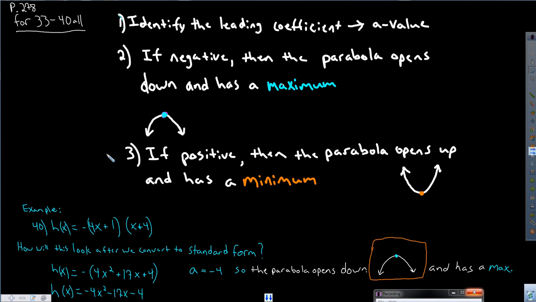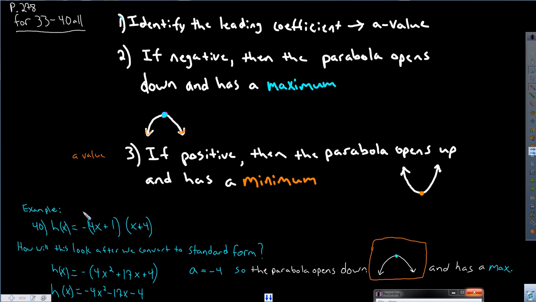If the a value is positive, they're talking about that a value, then it opens up and has a minimum. Opens up, smiles, and has a minimum. A real easy way to remember this is if it opens down, it frowns. Then you can identify the maximum merely by putting your pencil at the peak, and understand it doesn't have a minimum, because these lines on the end mean that it extends forever in a downward direction.